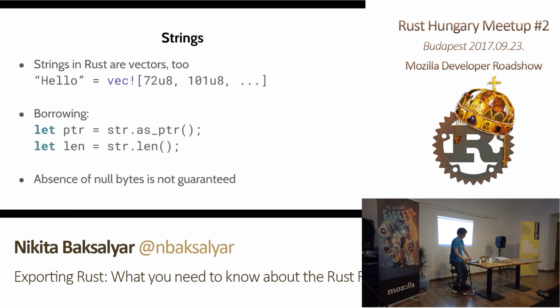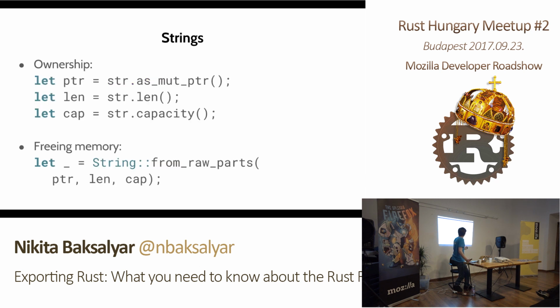So we can't just take a pointer of a string and pass it to an external program. We have to do some extra steps, basically the same steps as we have applied to vectors. We need to take the pointer for a string, we need to take its length and capacity, and it's very important to preserve the string's capacity as well as with vectors. And freeing the memory is basically the same as for vectors. We just reconstruct a string from the raw parts that we get in the previous step, and when it goes out of the scope, it will be deallocated by Rust.